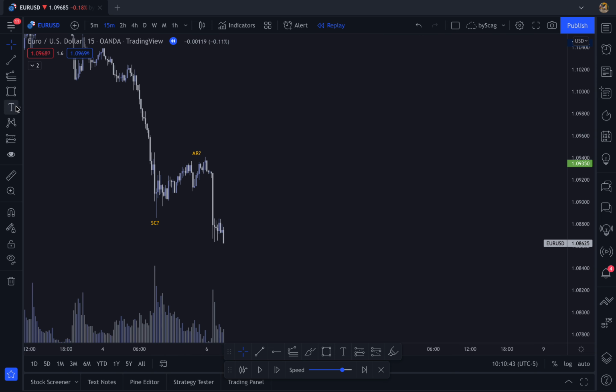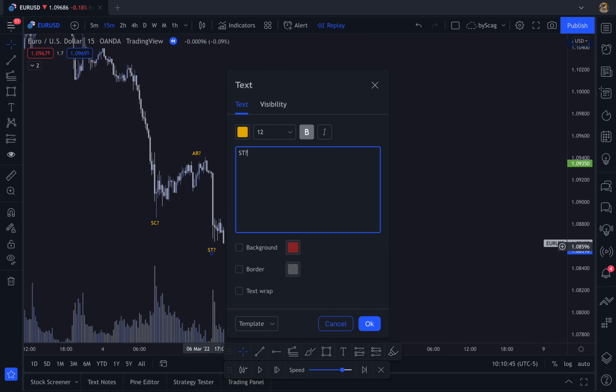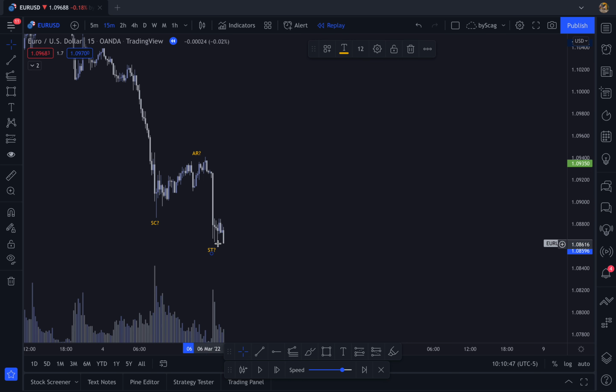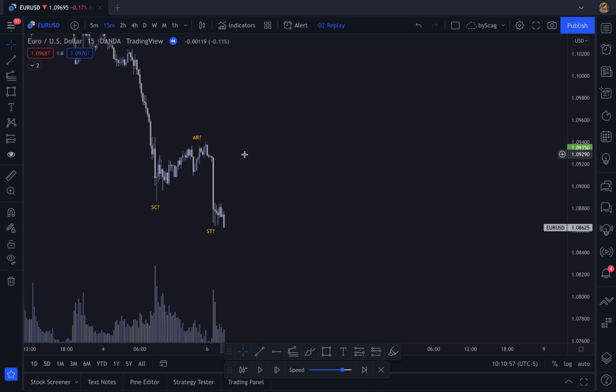Our AR, our automatic rally. Is this our ST? We're actually getting a little ahead of ourselves. We can see price coming back down again on some lower volume. You might say to yourself, maybe this is our ST. We still need more data to fully confirm things, but we can start putting some of our range lines on here just as future guides.